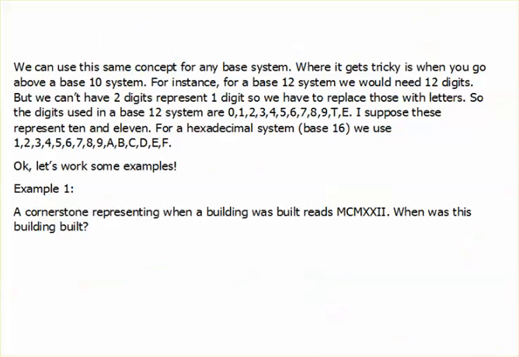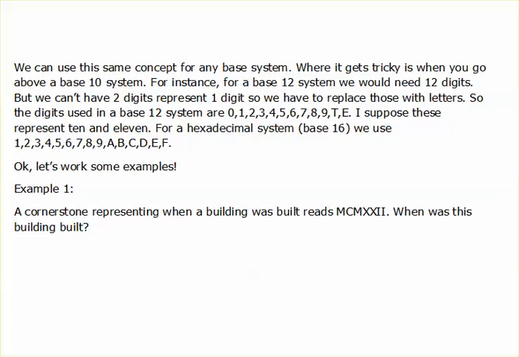All right, now one last thing before we start actually working some examples. We can use this same exact concept for any base system. If it's a base 3 system, then your place values would be 3 to the 0, 3 to the first, 3 squared, 3 cubed, 3 to the fourth, and so on and so forth.